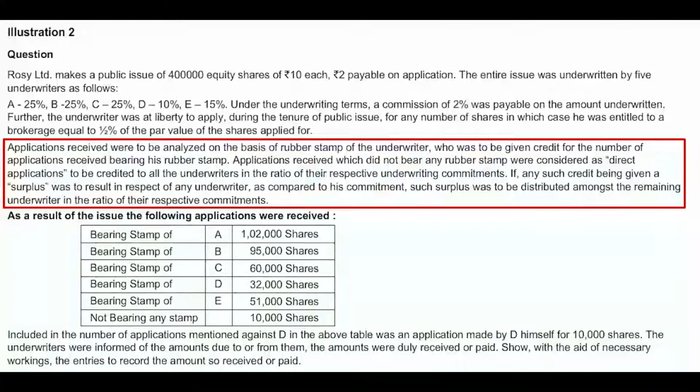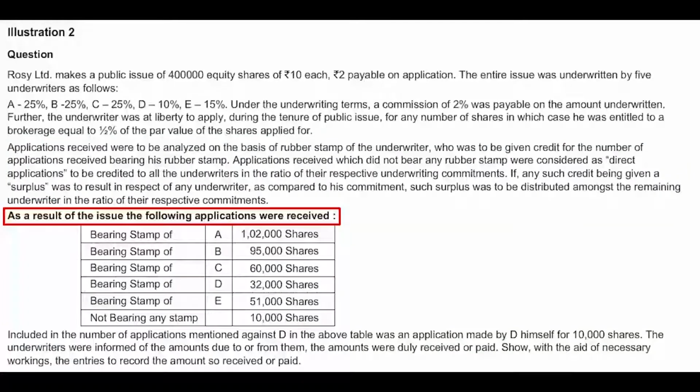Application receipts were to be analyzed on the basis of the rubber stamp of the underwriter, who was to be given credit for the number of applications received bearing his stamp. So applications received which did not bear any rubber stamp were considered as direct applications and to be credited to all the underwriters in the ratio of their respective underwriting commitment. This we have already done in the last illustration, so it is the normal thing. If any such credit resulted in a surplus in respect of any underwriter as compared to his commitment, such surplus was to be distributed among the remaining underwriters in the ratio of their respective commitments. So this complete para is the basics of underwriting, which we have already done in illustration 1. So nothing to be explained in this para.